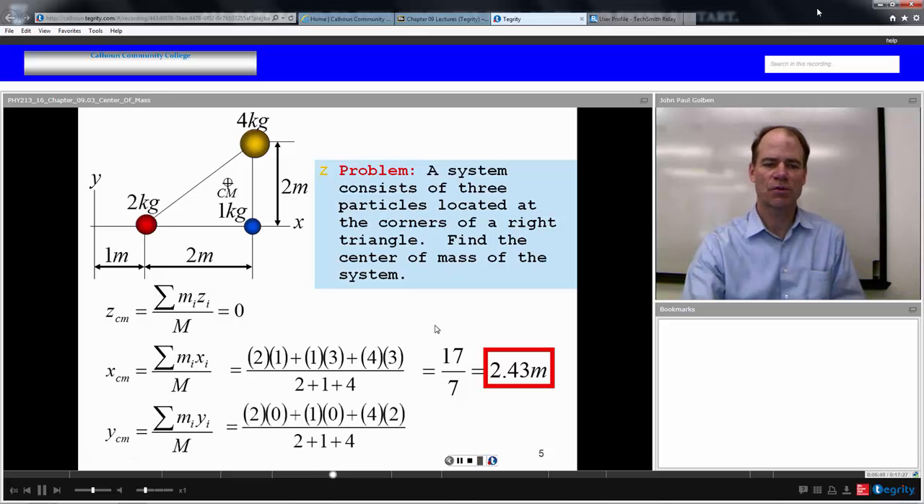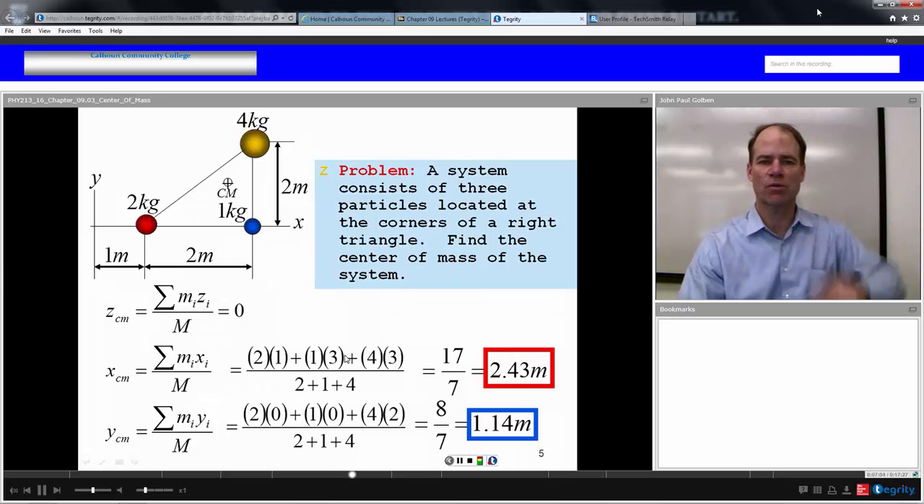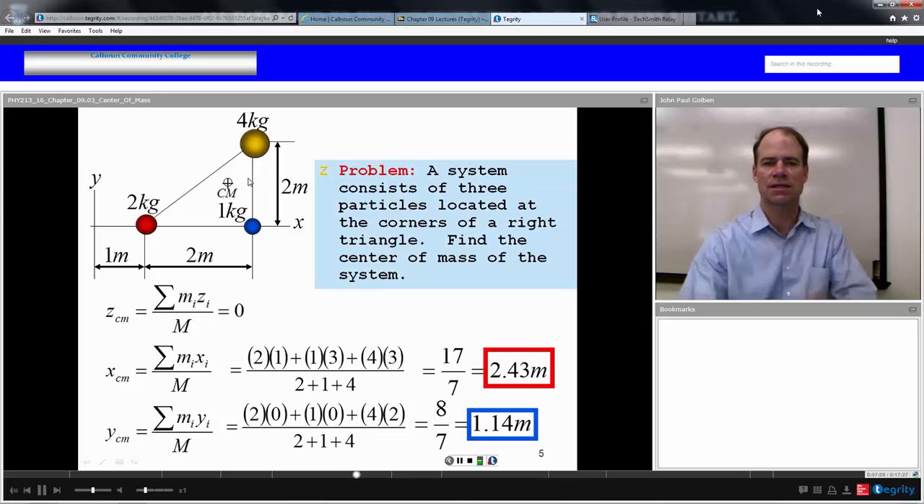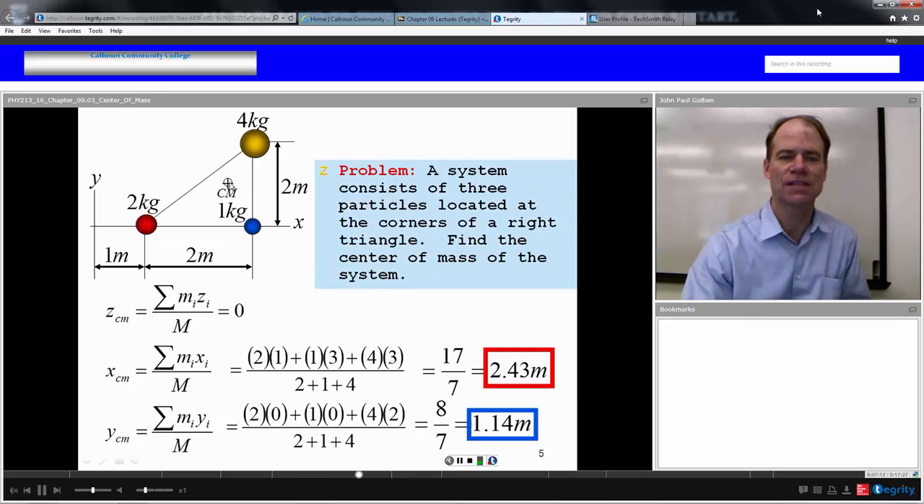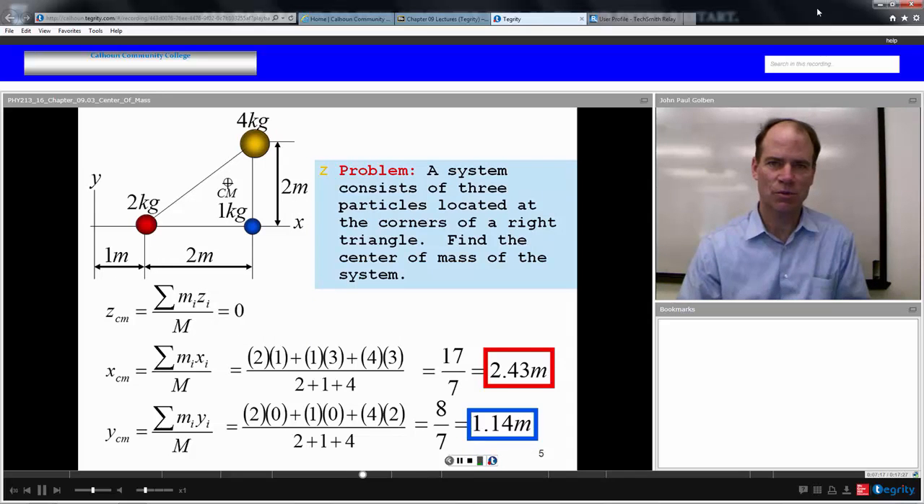Do the same thing for the y direction. Multiply each mass by its y coordinate. So we have 2 kilograms times 0, 1 kilogram times 0, 4 kilograms times y equal to 2. That's going to give us 8 in the numerator, over the total mass, 2 plus 1 plus 4, that's 8/7, or 1.14. So somewhere at y equal to 1.14 is the center of mass, and where those two lines intersect, that is indeed the location of our center of mass. At x equal to 2.43, y equal to 1.14.